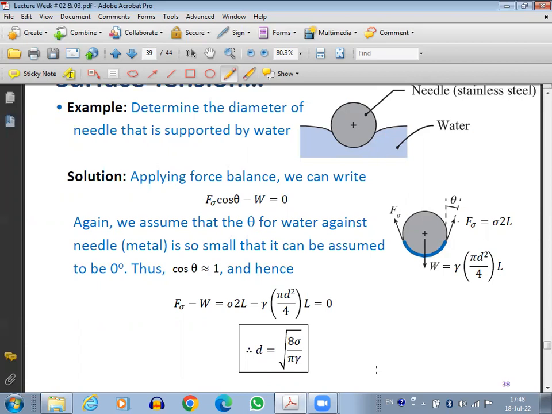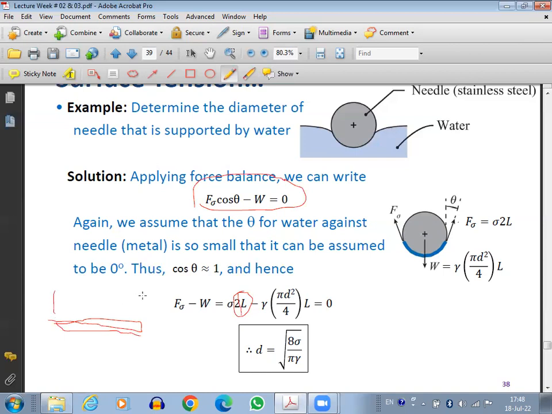So we can also find it out numerically. Okay, then how much it is. Again, it will be the same formulation: F sigma cos theta minus W equals to zero. So in this case, W will be the weight of the needle, which is placed on water. Okay, so F sigma will be sigma into 2L. Needle is like this. If you see from the top, the needle will be like this, right? Needle will be like this.